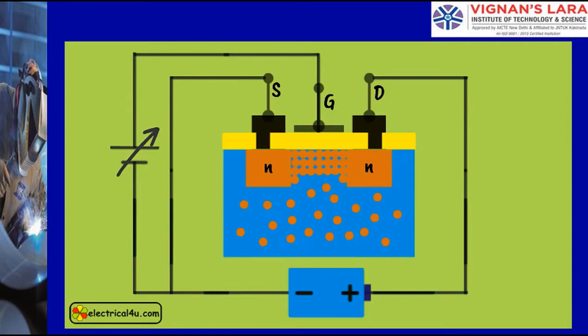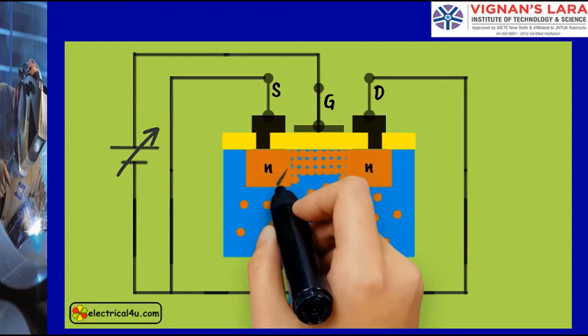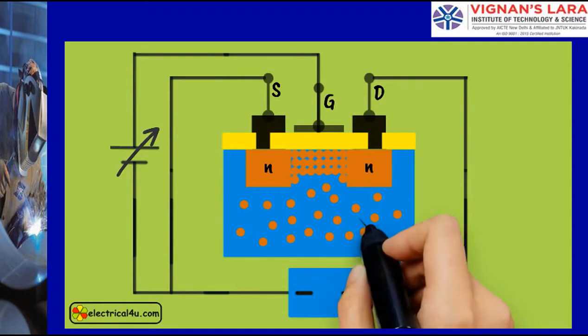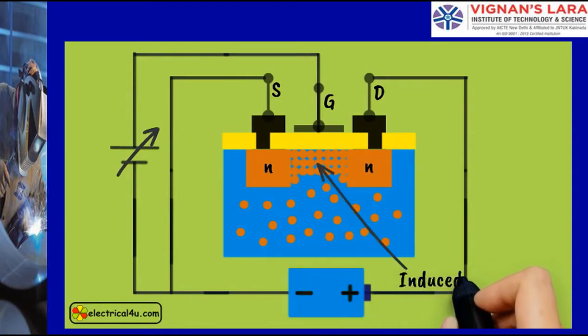Here we have seen that there is no direct connection between the gate contact and substrate. Instead, these are insulated from each other. But due to electrostatic attraction, the conducting channel between drain and source is formed, and because of that, the channel is also called an induced channel, and the device is called an induced channel MOSFET.